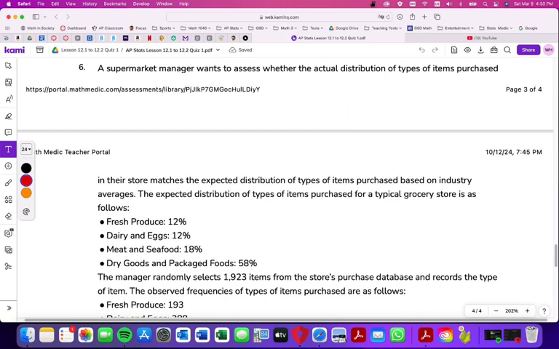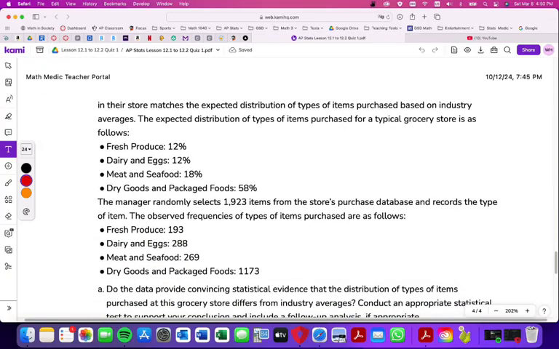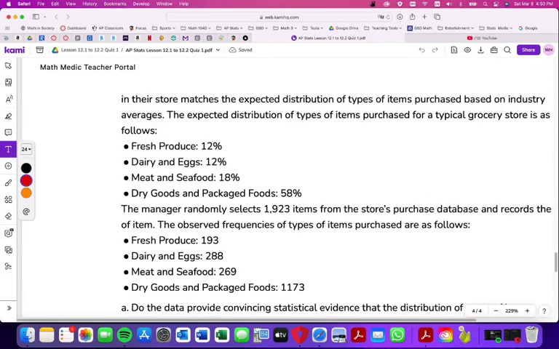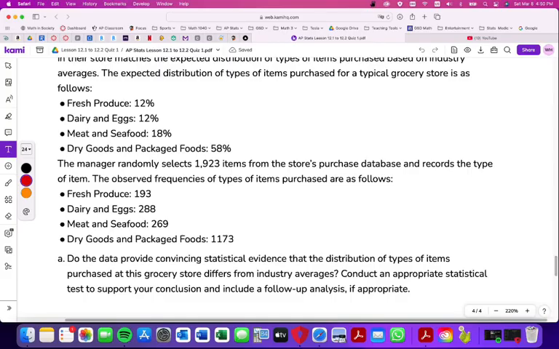The expected distribution of types of items purchased for a typical grocery store is as follows: produce 12%, dairy and eggs 12%, meat and seafood 18%, dry goods and packaged foods 58%. So it should add up to 100%, right? All four categories. So this looks like goodness of fit. It comes from one population with one sample from the supermarket, right?